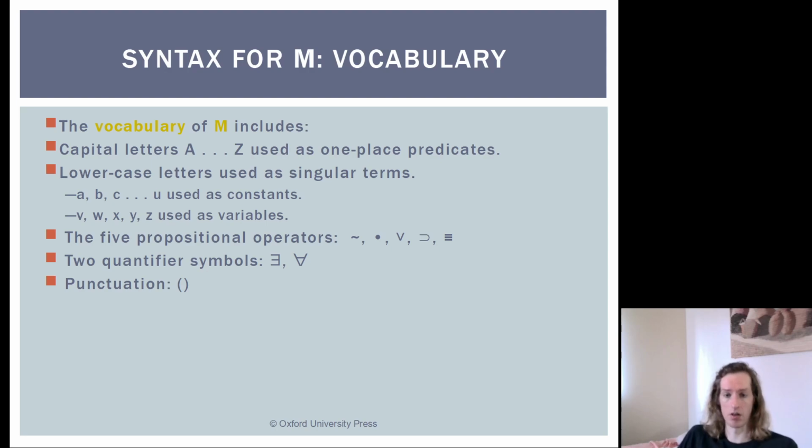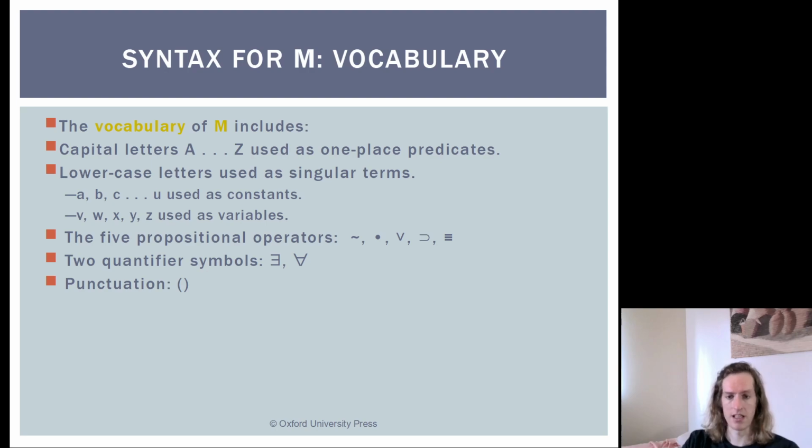We're saying maybe there is at least one thing that has a property, or for all things, if it has this property, then it has this other property. And for variables, we're pretty much just going to use X as our standard variable. We have our 5 propositional operators: the negation, the conjunction, the disjunction, the conditional, and the biconditional. These will be the same as before. You should be familiar with these by this point. And the 2 quantifier symbols, which are new.